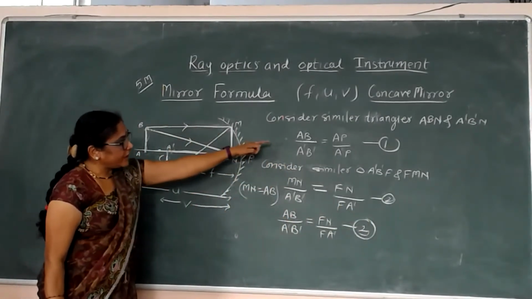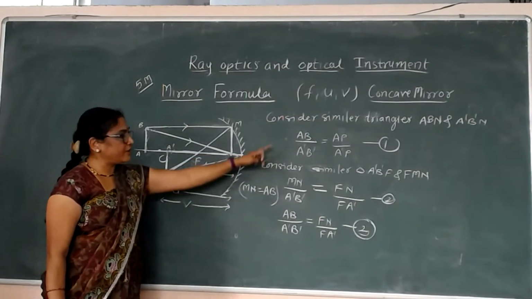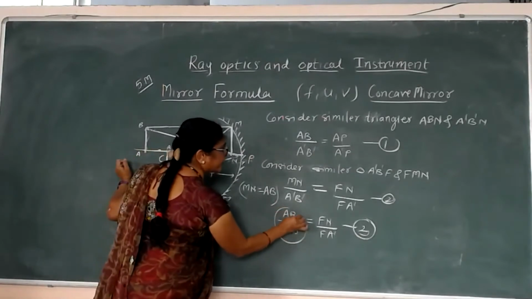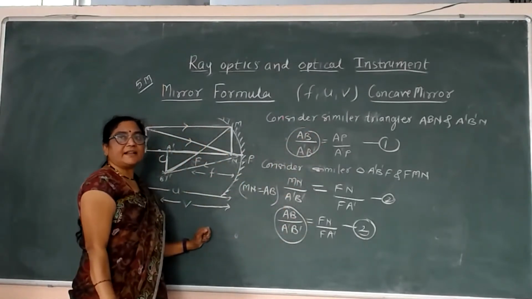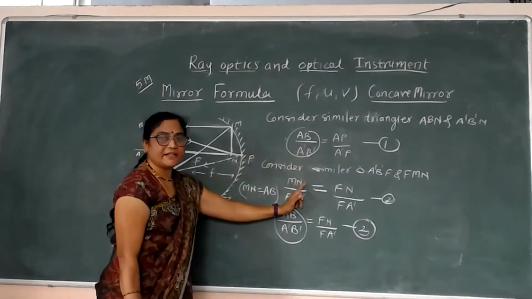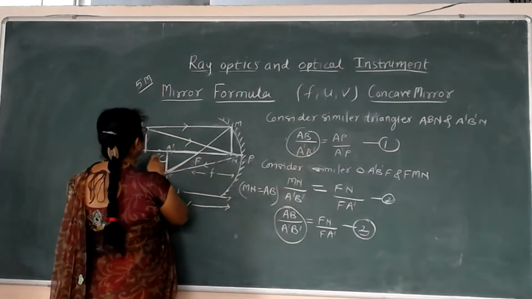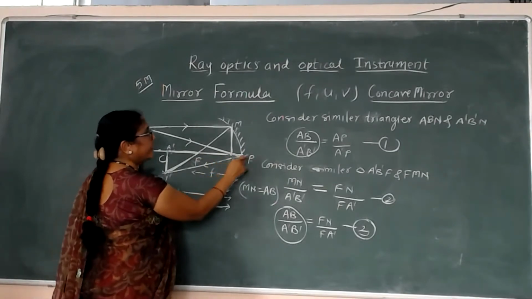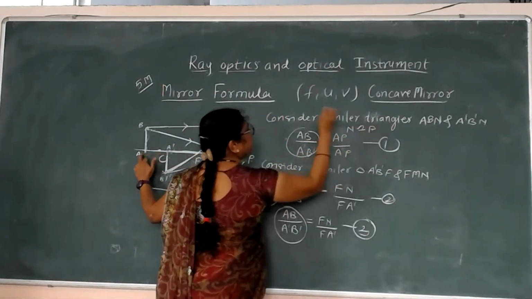So see here equation number 1 and equation number 3, where one side is the same. When one side is the same, then the other side is also the same. So compare that equation: AN is nearly equal to AP, where N is very close to P.